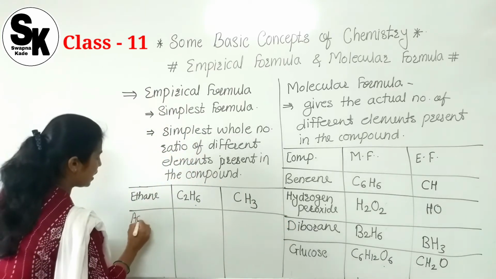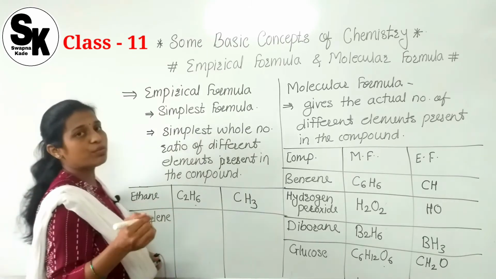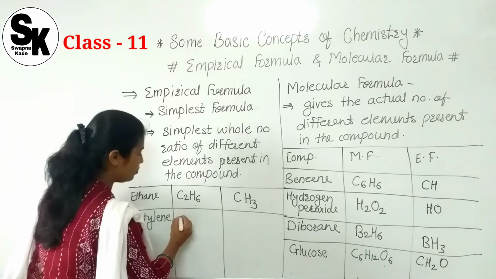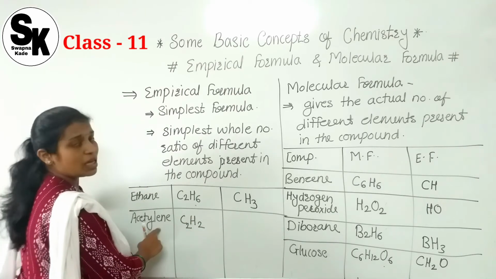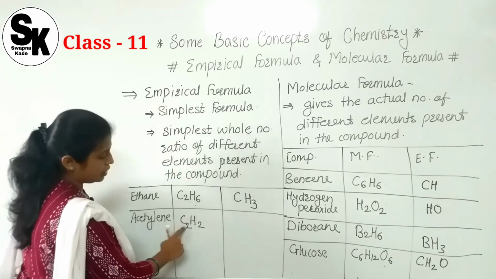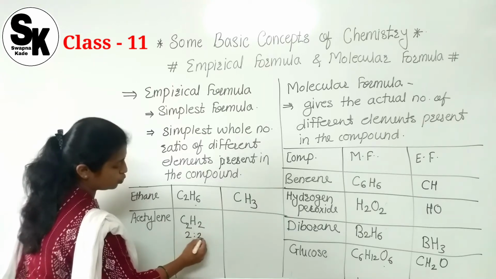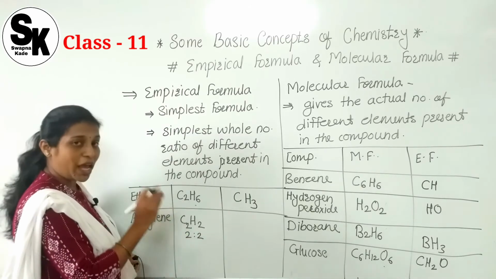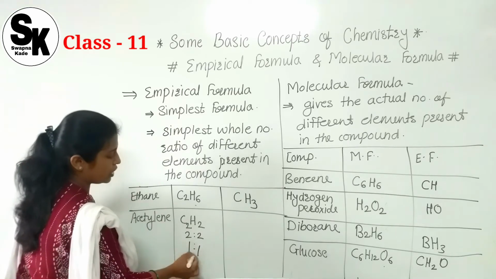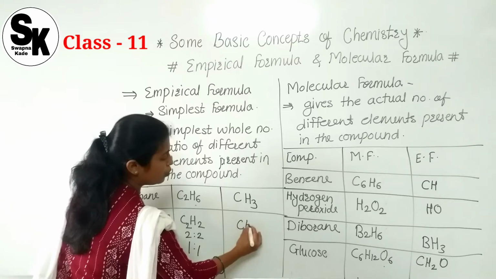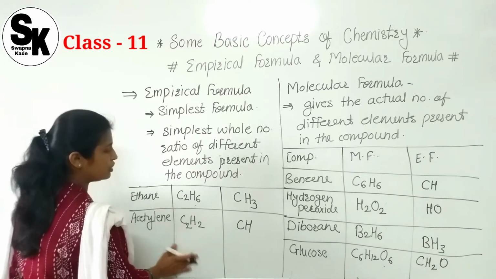Next one is acetylene, in which there is a triple bond between the two carbon atoms. So the formula is C2H2. This is the molecular formula of acetylene. Now see, which elements? Carbon and hydrogen. Their actual ratio is 2:2, and the simplest ratio will be 1:1, meaning 1 carbon, 1 hydrogen. This is the empirical formula of acetylene, CH.